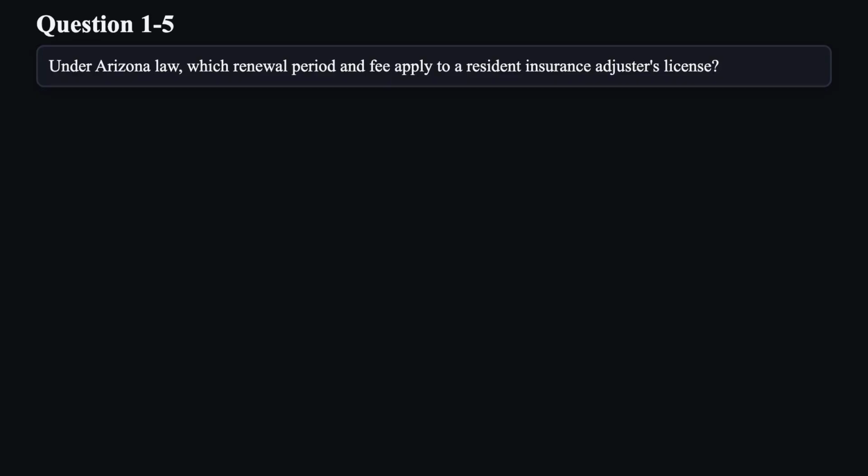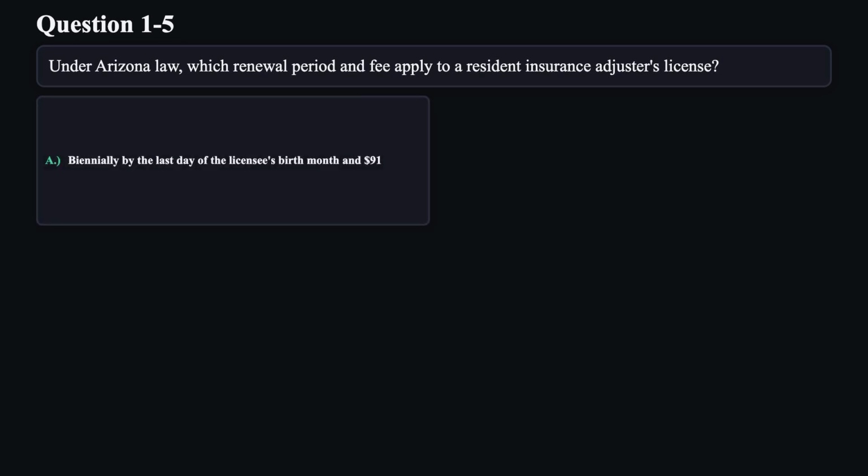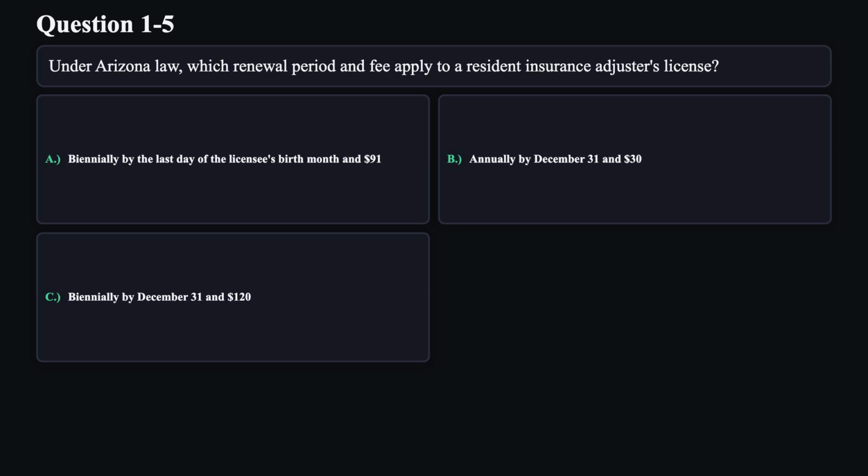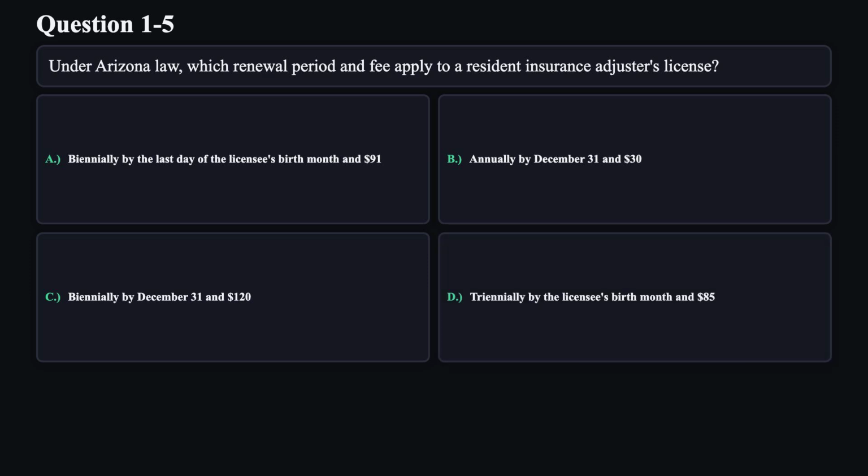Question 5. Under Arizona law, which renewal period and fee apply to a resident insurance adjuster's license? A. Biennially by the last day of the licensee's birth month and $91. B. Annually by December 31st and $30. C. Biennially by December 31st and $120. D. Triennially by the licensee's birth month and $85.